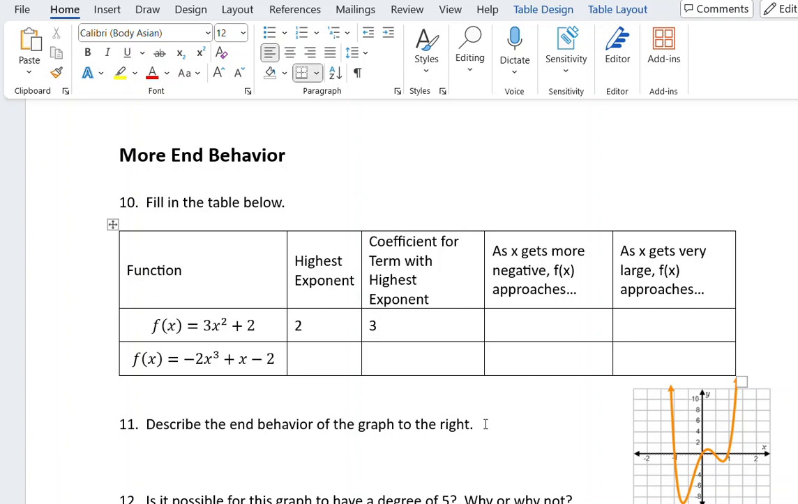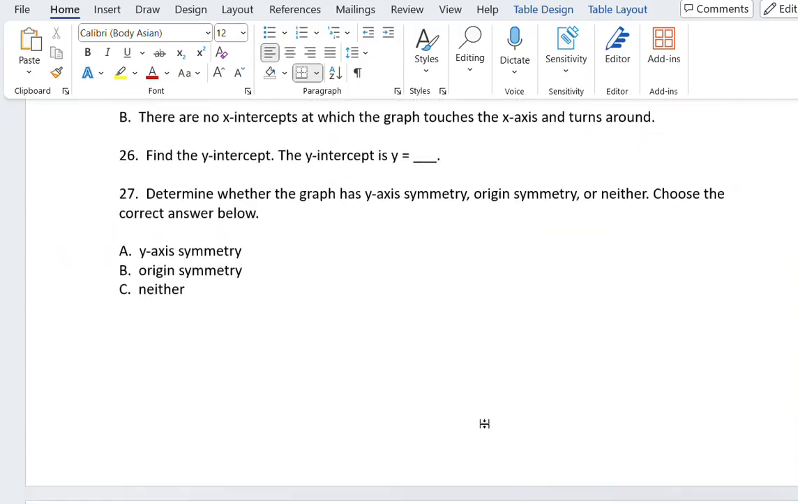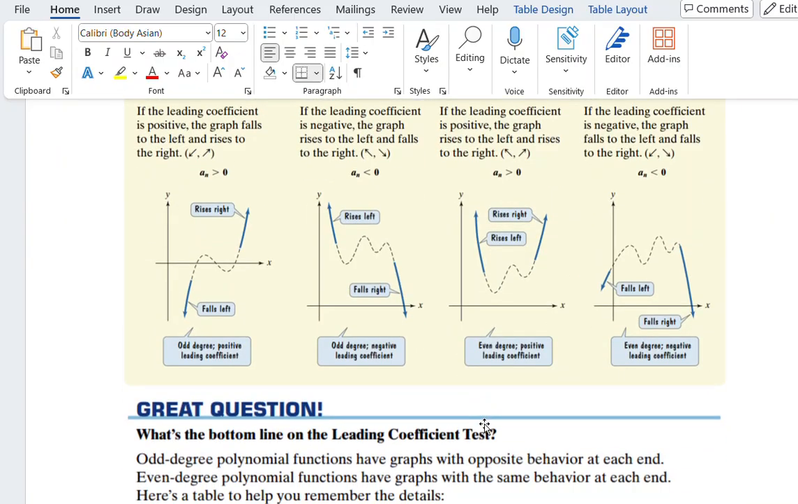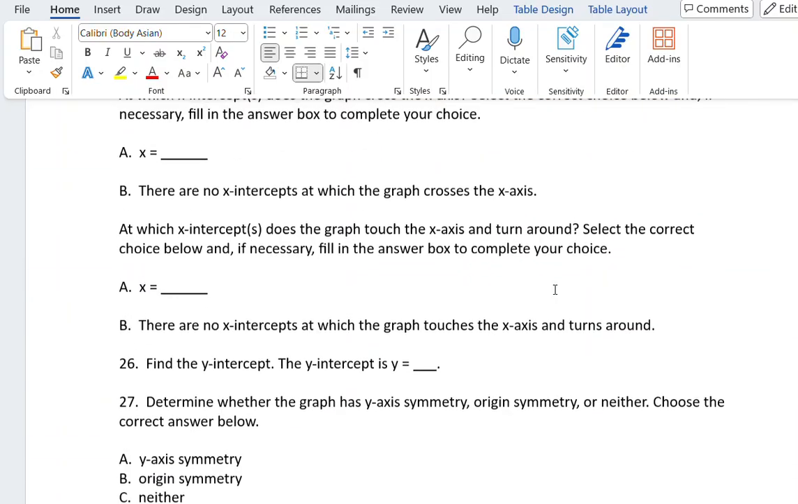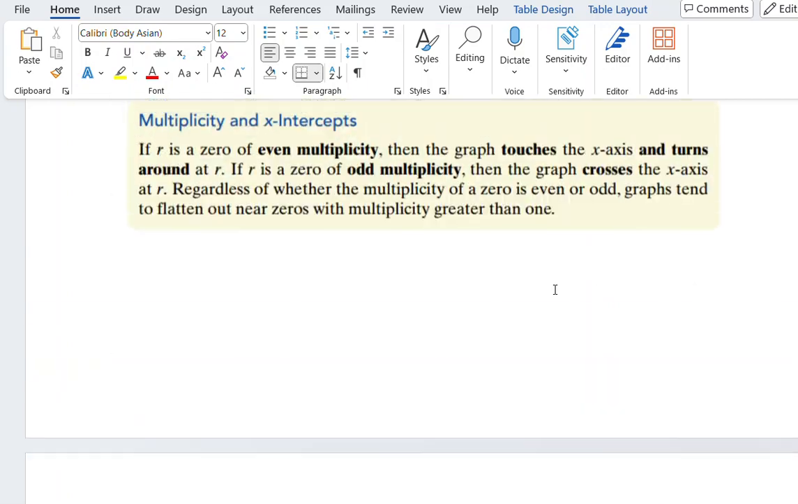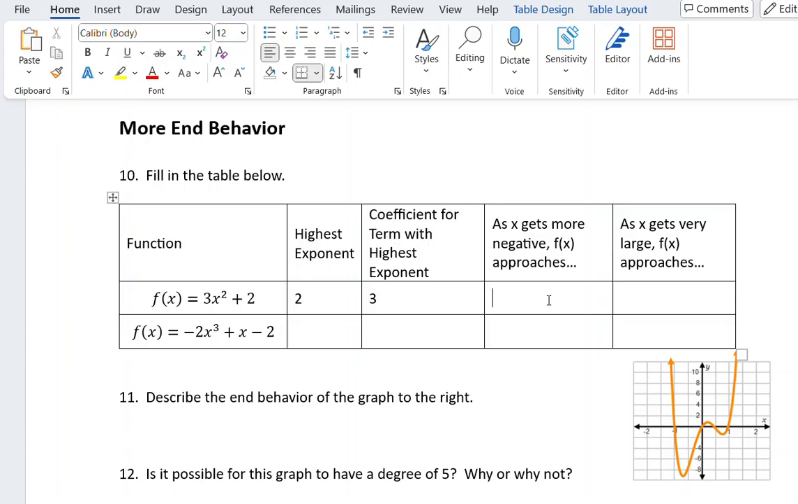Now I could either remember this or I could scroll down all the way past the rest of the problems here and find the shape that matches with that. So my degree is even and leading coefficient is positive, so that means that the graph is going to look like this. So it's going to go to positive infinity on both sides. So as x gets more negative, f of x approaches infinity. As x gets very large, f of x approaches infinity.